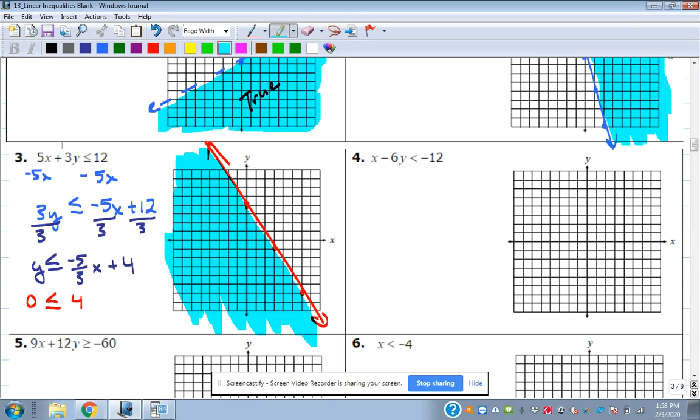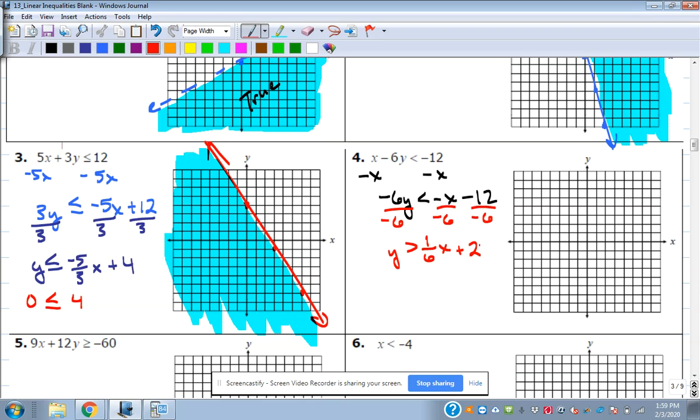Let's do number 4, and then we'll do number 6 after that. So let's do number 4. What should I do first for number 4? Subtract x. Negative 6y is less than negative x minus 12. Divide by negative 6. Yeah, it will flip that symbol because we're dividing by negative. So that's 1 over 6x plus 2. Be careful of that. It's very easy to forget to flip that symbol to get the right inequality to graph.